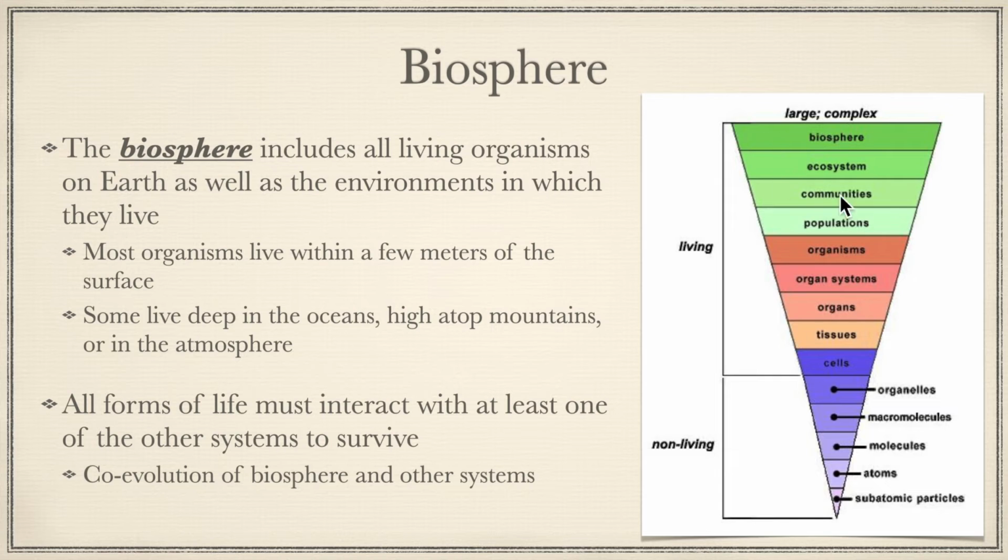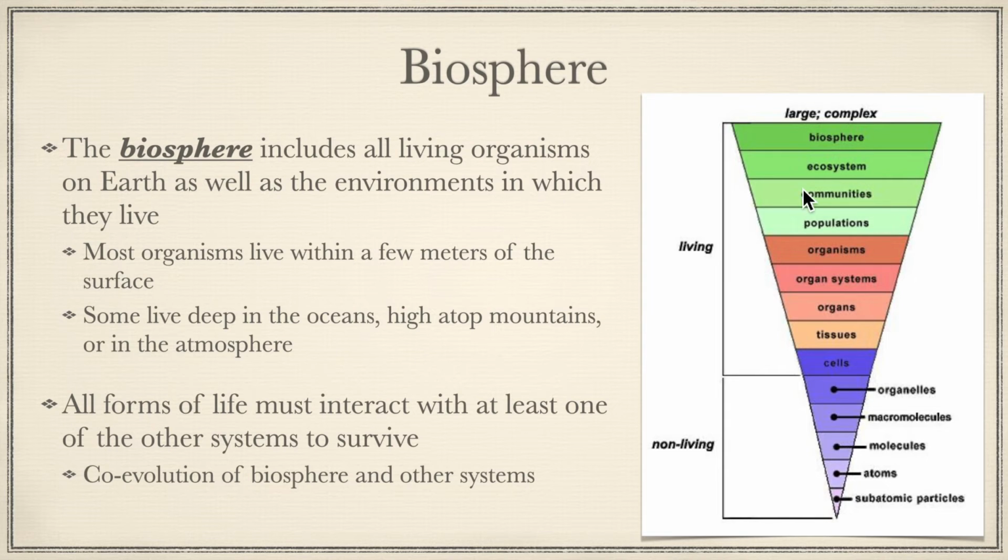Below that, you have ecosystems. Below that, you have communities. Then below that, you have populations. Then you have organisms. We think about that as the individual organism, like one cat, one dog, whatever. A population would be all of a specific organism, like white-tailed deer, living in a certain area at a certain time. That would be a population.